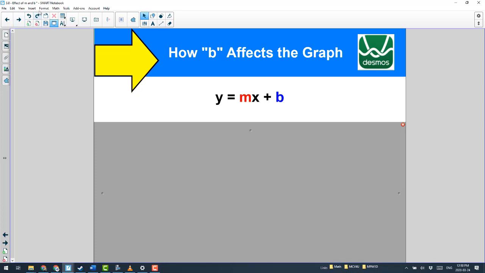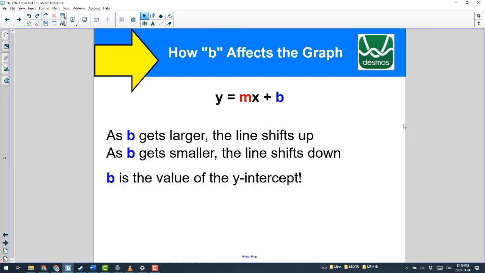In the case of our y-intercept, what did we just see? Well, as b gets larger, the line appears to shift up. As b gets smaller, the line appears to shift down. Whatever that b value is, is the value of the y-intercept. So we can plot that right on the graph if we need to.